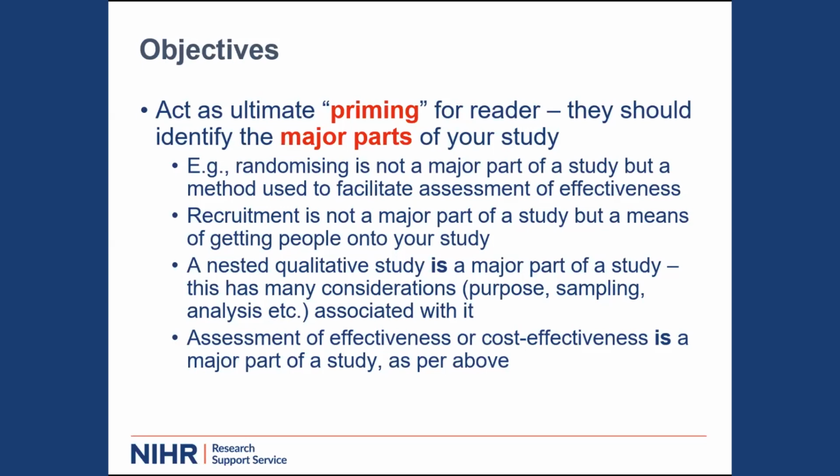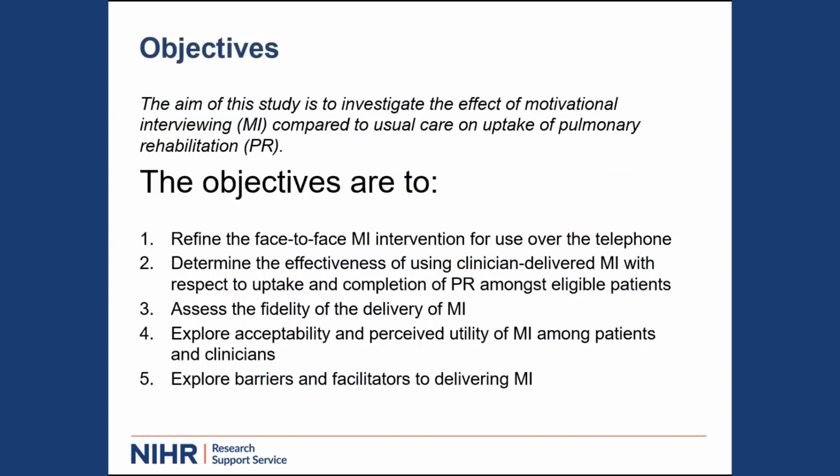So they are the major parts of your study. Like I said, they're there to orientate the methodologist really, so they know where to look for certain bits in your project. So within them, you need to highlight all the major bits. For example, if it's a feasibility study, talk about the feasibility elements, don't talk about effectiveness. If it's got a qualitative study, mention it here. If it's got cost effectiveness, again, mention it here. So pick out what are the key bits of your project in your objectives.